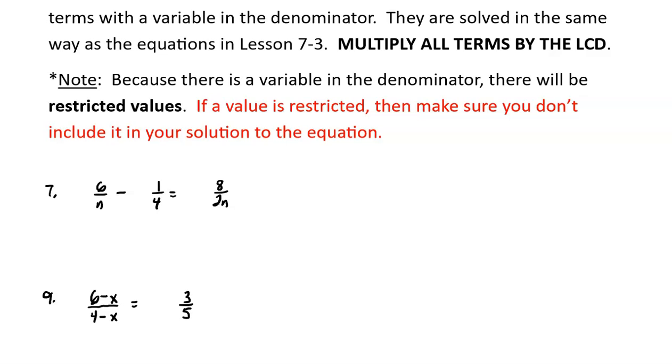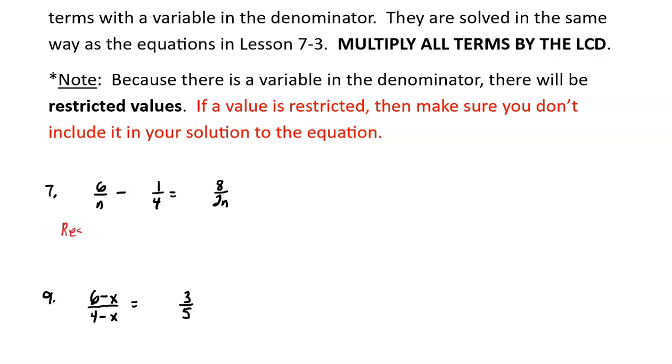Take a look at number 7. Here's an equation. There's fractions. This is not a proportion because the left side of the equals has two different terms. So you cannot solve this using the cross-multiplying approach. Do you recognize there's a variable in the denominator? There's going to be restricted values.